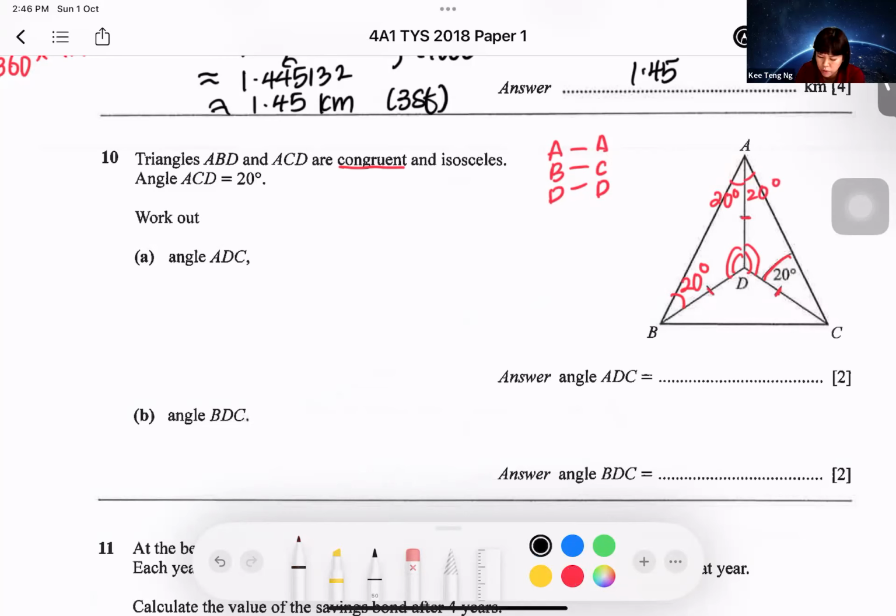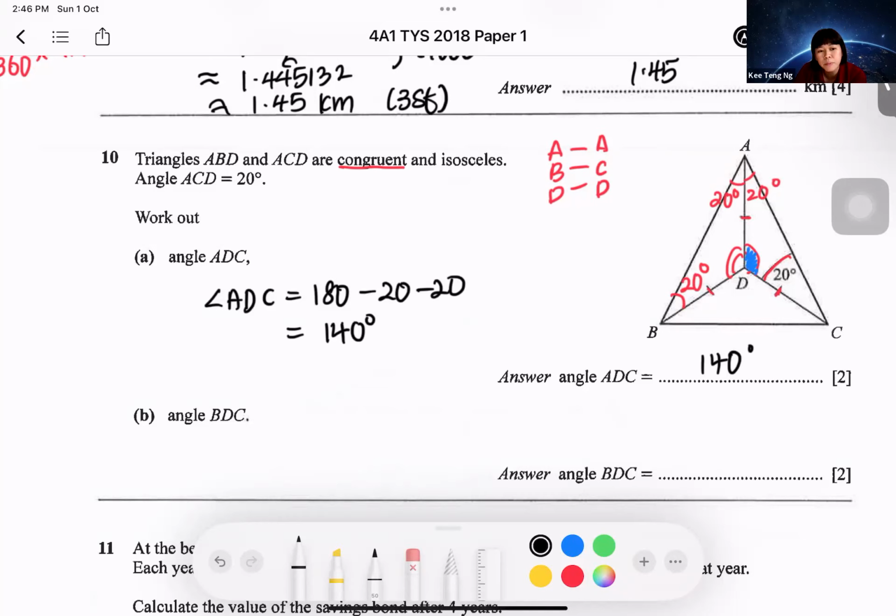So the question asked me to find angle ADC, this one over here. Since I know it's an isosceles triangle, angle ADC will be 180, the angles in a triangle, minus the two ends over here, this and this. That will be minus 20 and 20. 140 degrees. Have you gotten your answer?